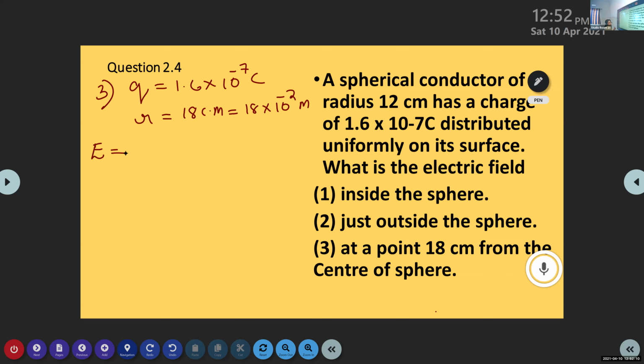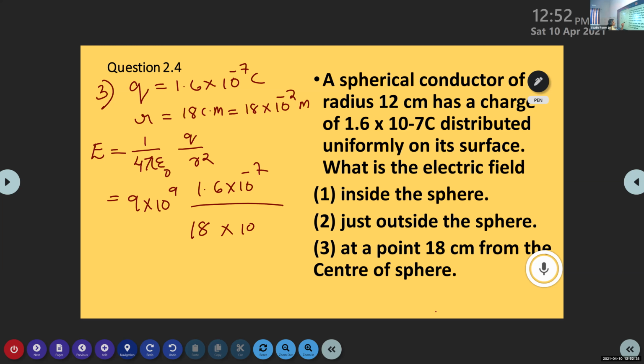Then what happens to the electric field at a point 18 centimeter from the center of the sphere? It is equal to the same equation, 1 by 4 pi epsilon 0 Q divided by R square. That is equal to 9 into 10 raised to 9, the charge given is 1.6 into 10 raised to negative 7, divided by 18 into 10 raised to minus 2 the whole square. That is equal to 9 into 10 raised to 9 into 1.6 into 10 raised to negative 7.